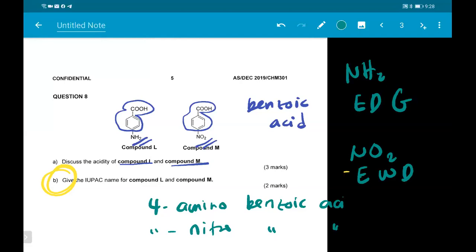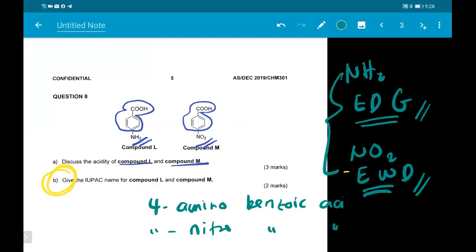They have similar structure on every part. Diorang dua-dua ada benzoic acid, dua-dua ada substituent. Cuma sekarang ni NH2 is EDG, satu lagi NO2 adalah electron withdrawing group. And this will affect what we call as the acidity of the carboxylic acid. Korang boleh tengok nota, cuba check.